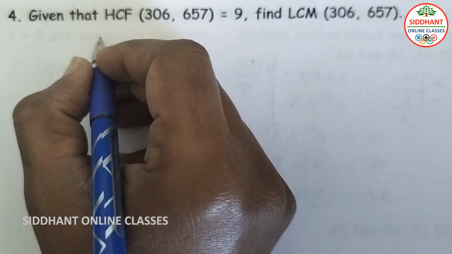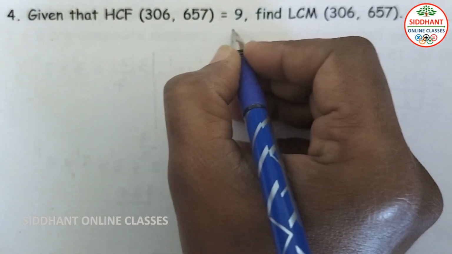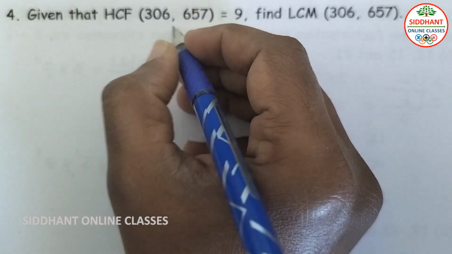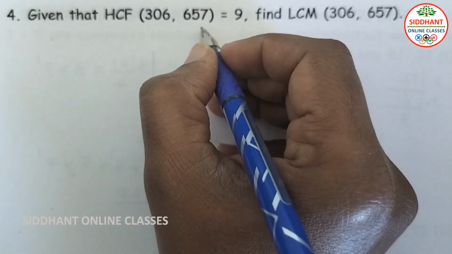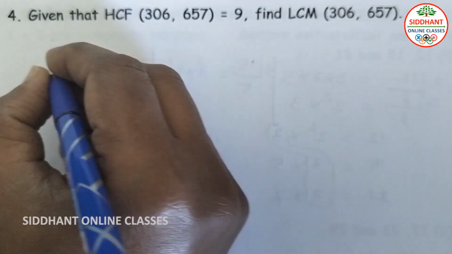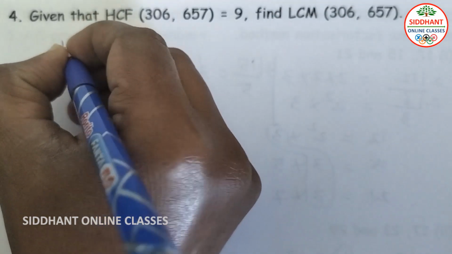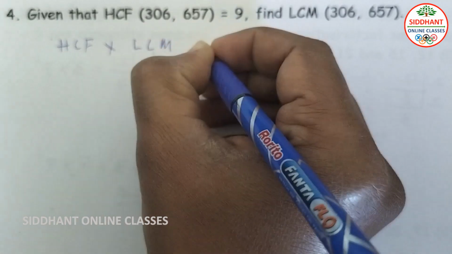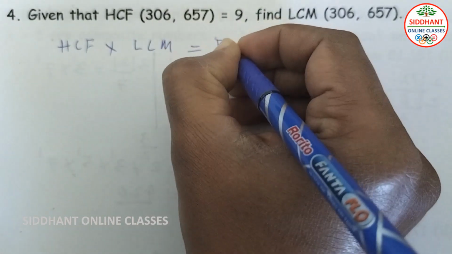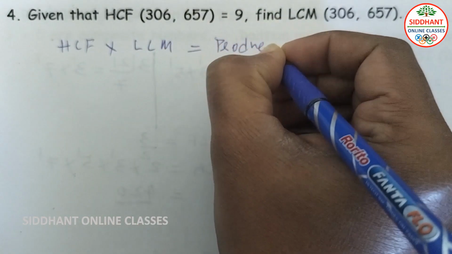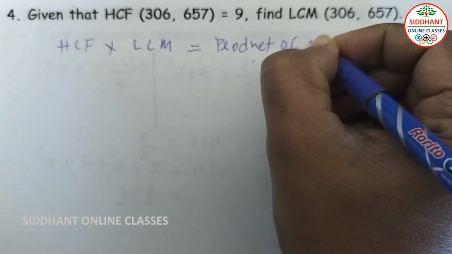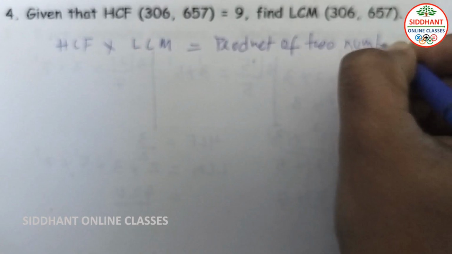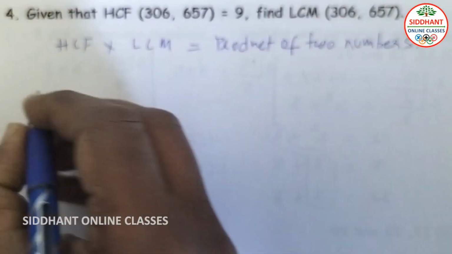Question number 4. Given the HCF of 2 numbers is 9, find the LCM here. The 2 numbers given are 306 and 657. So we know that HCF into LCM is equal to the product of the 2 numbers.